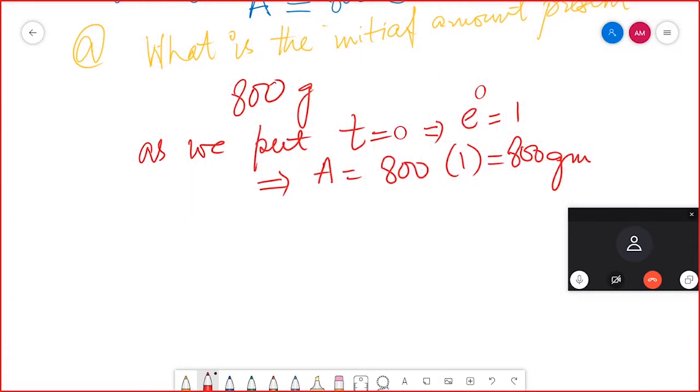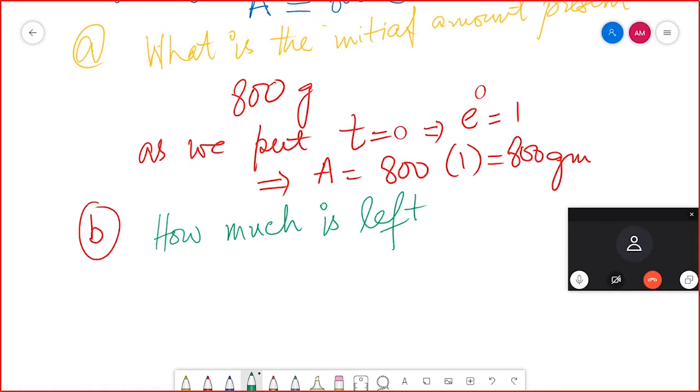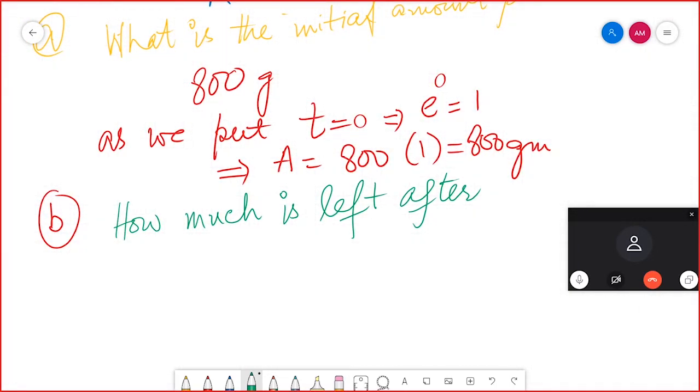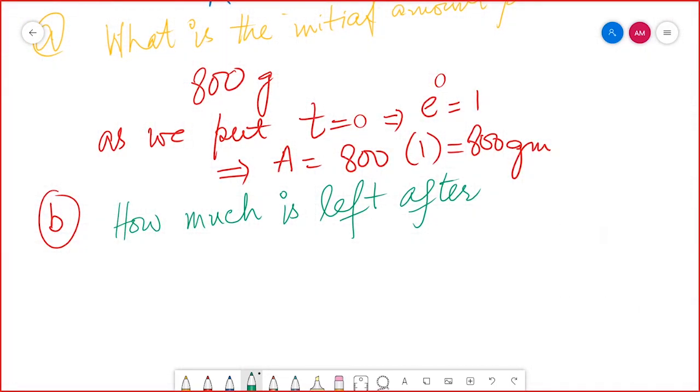Good. Now the second question is, so let me take another color. How much is left after 7 days? You have to tell me that. Let me put this here. After 7 days. Do you know how to do that? Okay, can you do that?